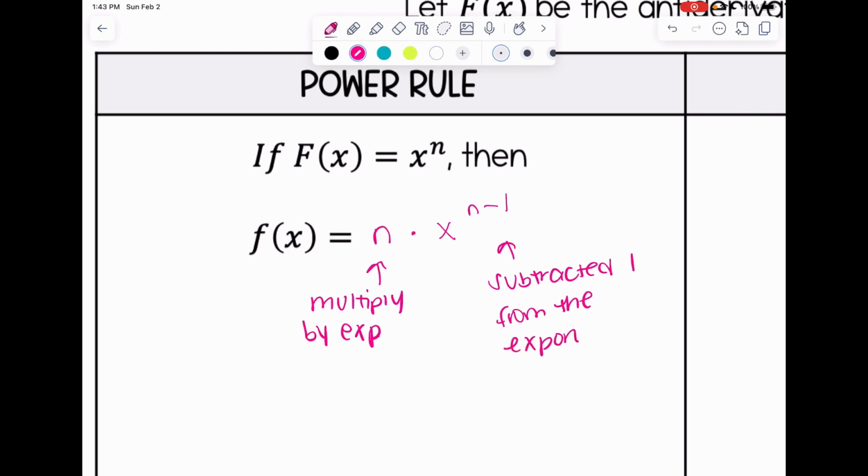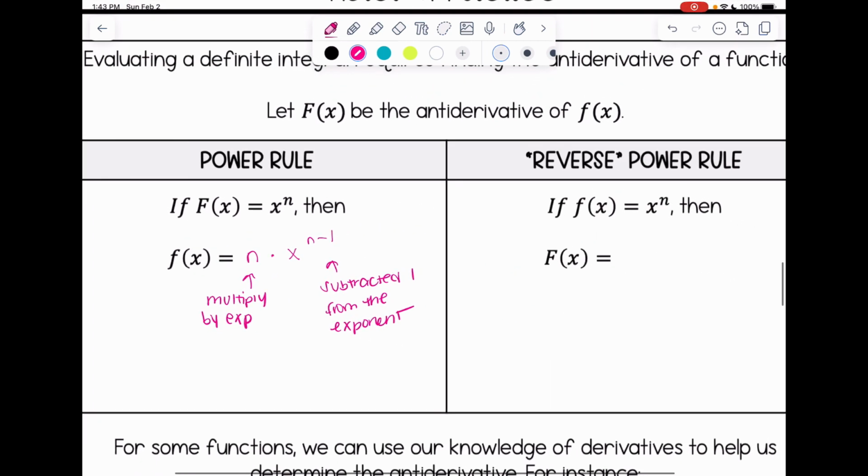So in this lesson, when we're talking about definite integrals, we have to essentially reverse this process. So I'm just going to call this reverse power rule for a non-technical term here. And think about, let's reverse all of those things. So if we were multiplying and subtracting when we took derivatives, we've got to be dividing and adding when we take an antiderivative. So if lowercase f of x equals x to the n power, then capital F of x equals, well, we're going to add 1 to the exponent, and we are going to divide by that number. So it's x to the n plus 1 over n plus 1.